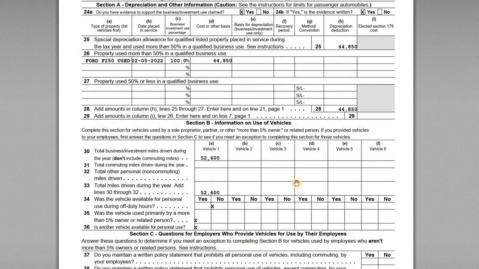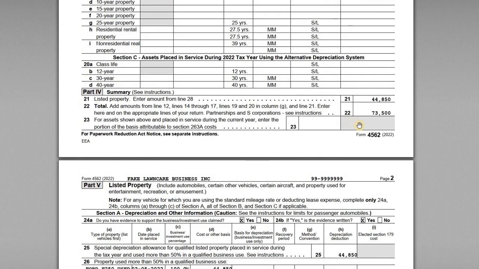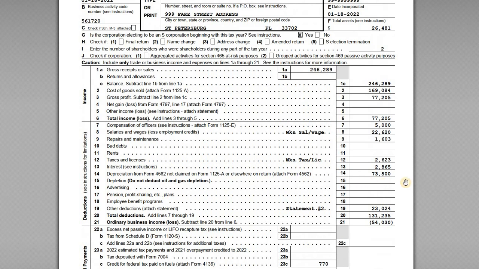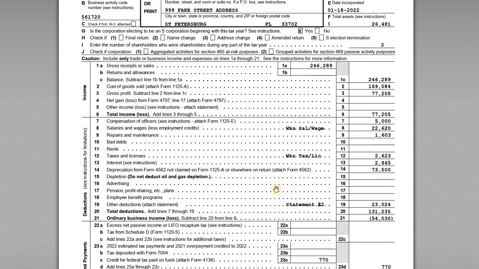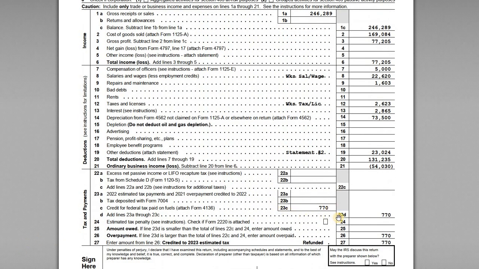All right. So once all of that expense is totaled up here on line 22, that's the amount that's flowing through to page 1, and it's being deducted on the return as depreciation expense. So we've got line 14 here, 73,500, and so that's what arrives in our line 1 net ordinary loss of 54,030. Okay, so now let's next talk about this federal tax paid on fuels, this credit.